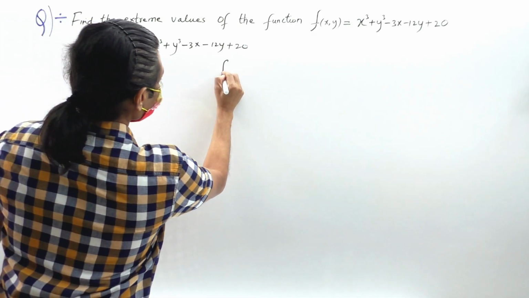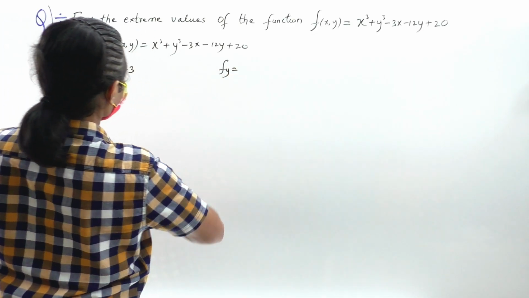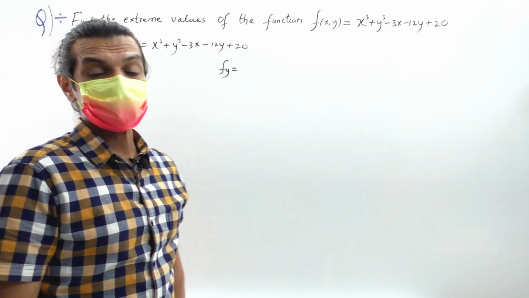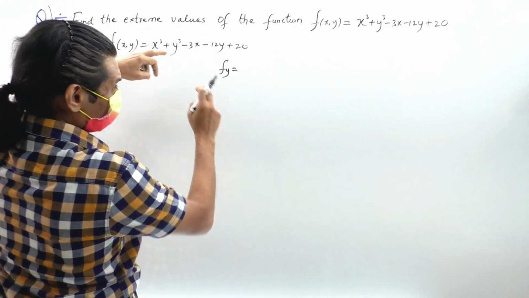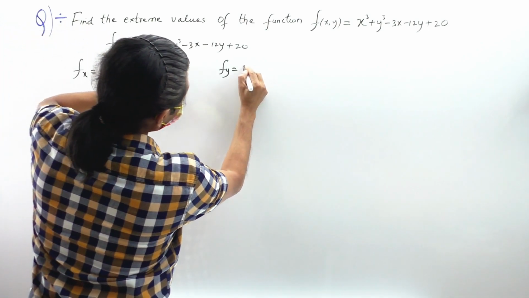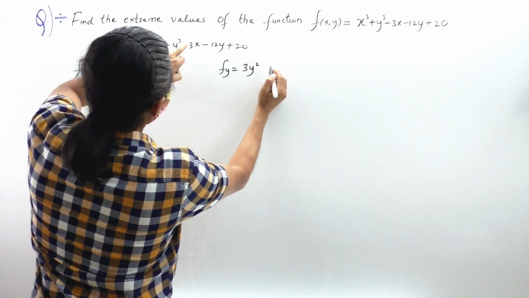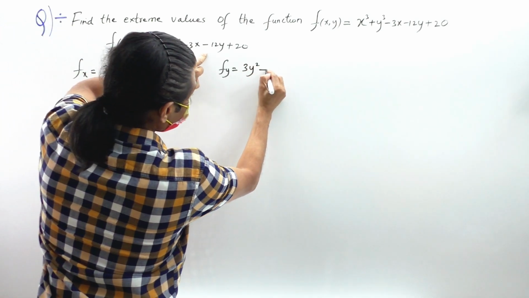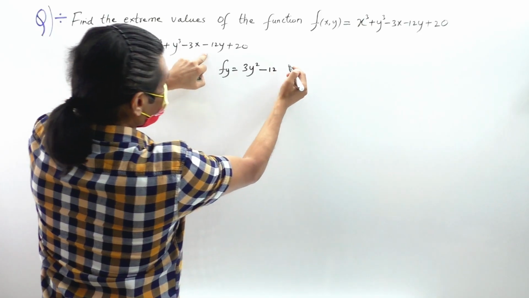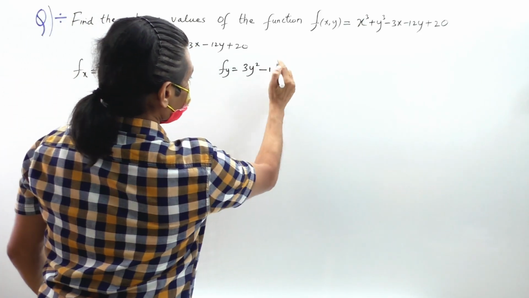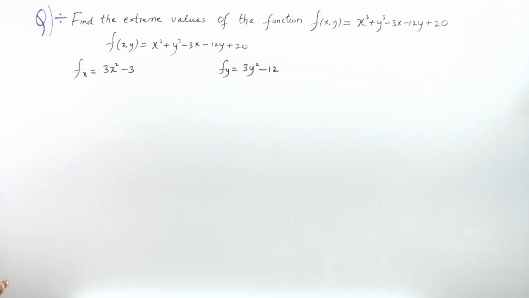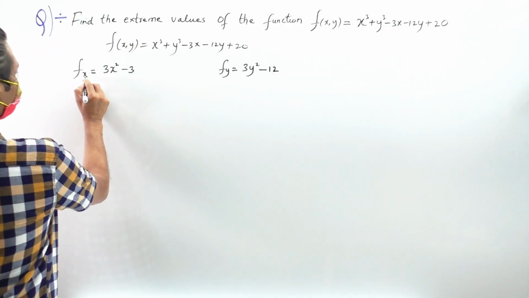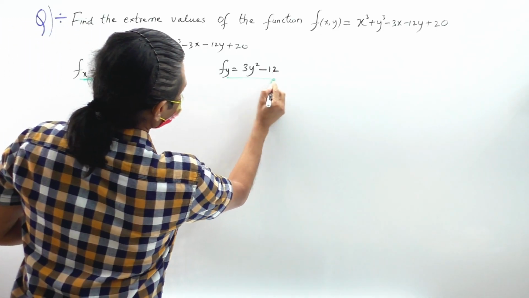Again fy is equal to, here we are partially differentiating with respect to what? Y. Only the y terms, x cube is 0, no y term, only y term is here. So, it will be 3y square, 3x is 0, minus differentiation of y is 1, so minus 12 into y. So, we have 3y square minus 12. Okay. So, we have fx and we have fy. Fine.